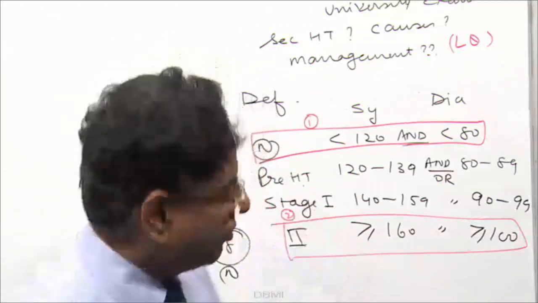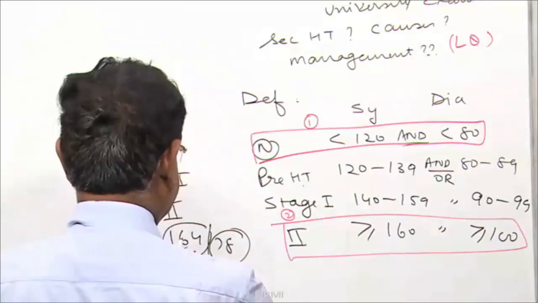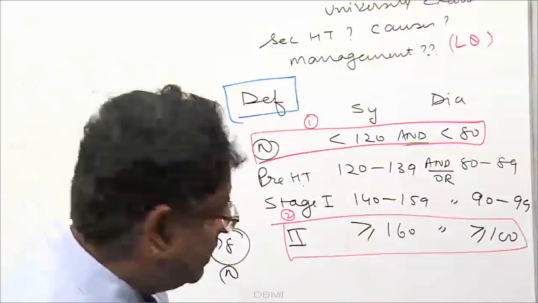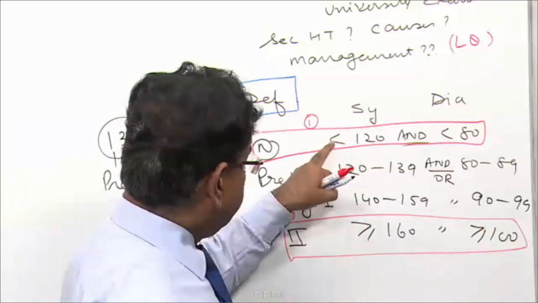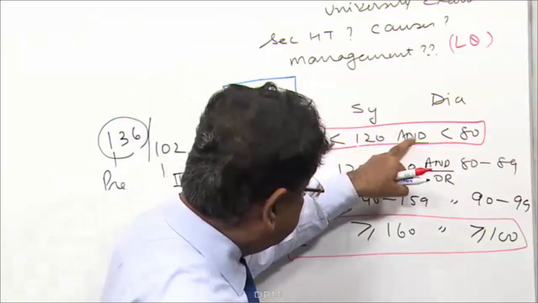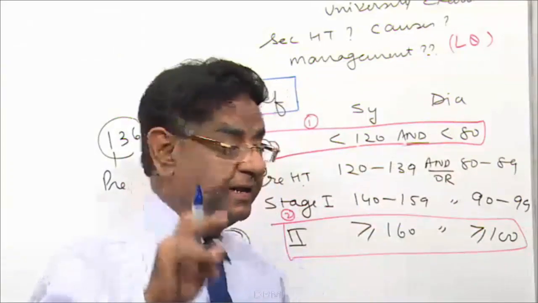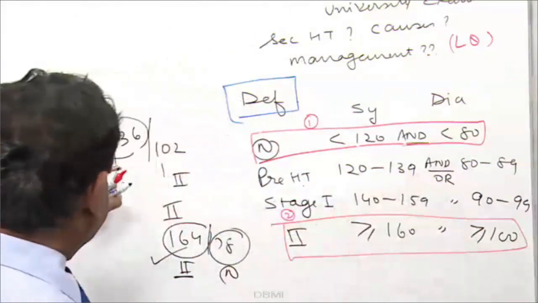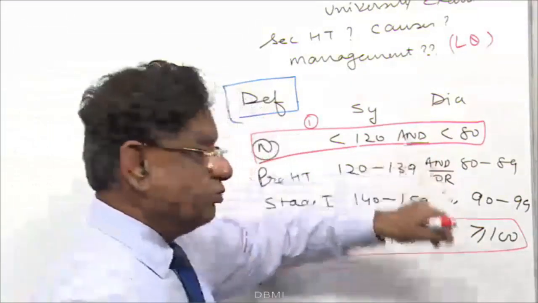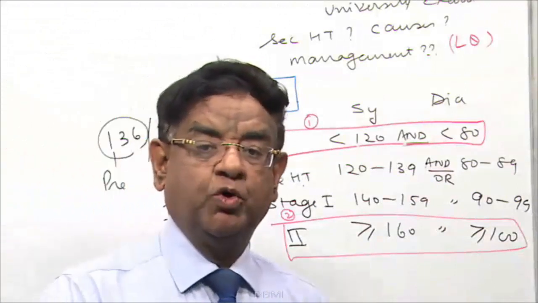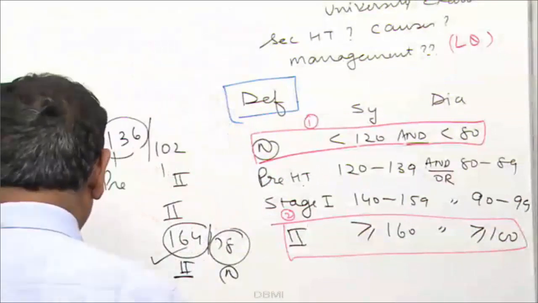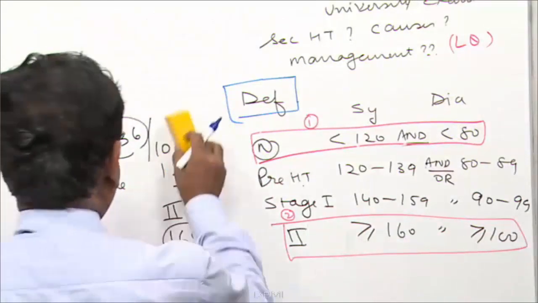So this is what we learned regarding the definition of hypertension. I hope things are clear to you. And remember, to have a normal BP, it should be below 120 and below 80. Here we have used and or, but to have a normal BP, it should be below 120 and below 80. Now we move on to the next point.